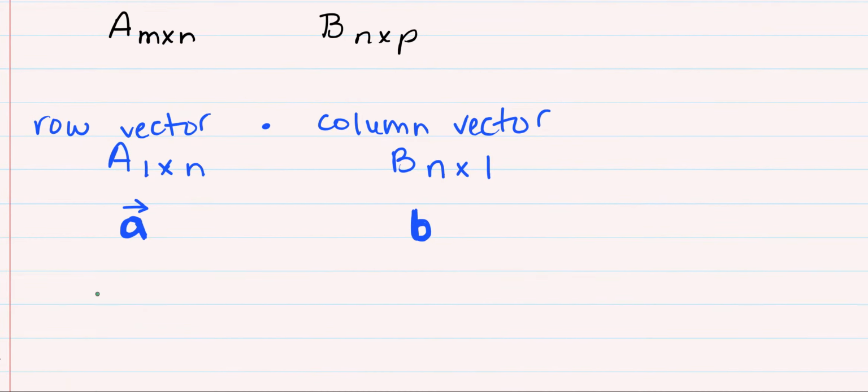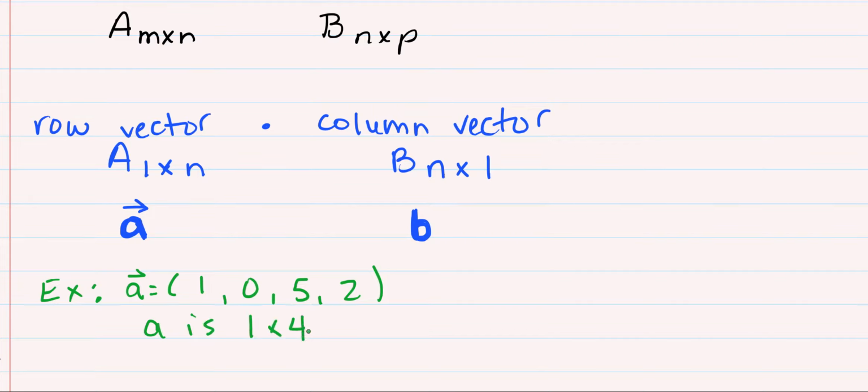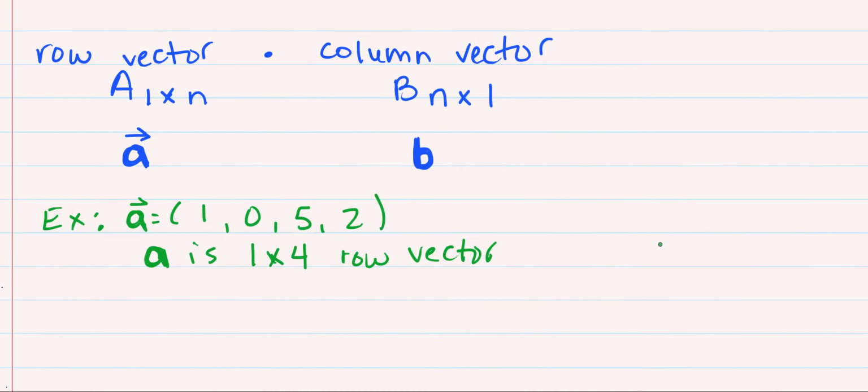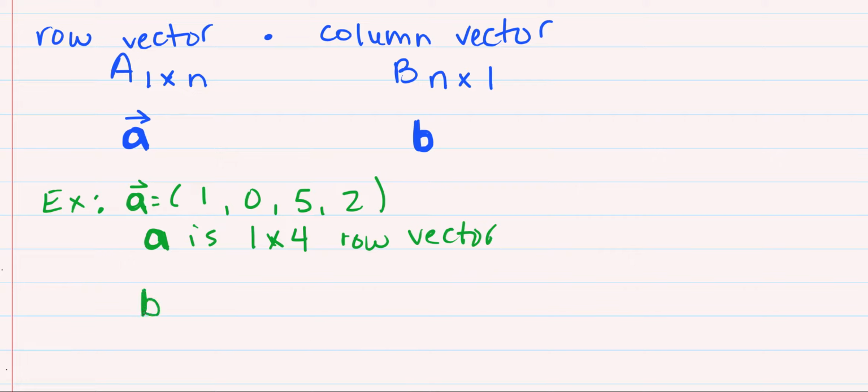So for example, let's say we have 1, 0, 5, 2. This is a 1 by 4 row vector. Let's make this bold. And then let's say that B is 2, 2, negative 1, 0. And this is a 4 by 1 column vector.